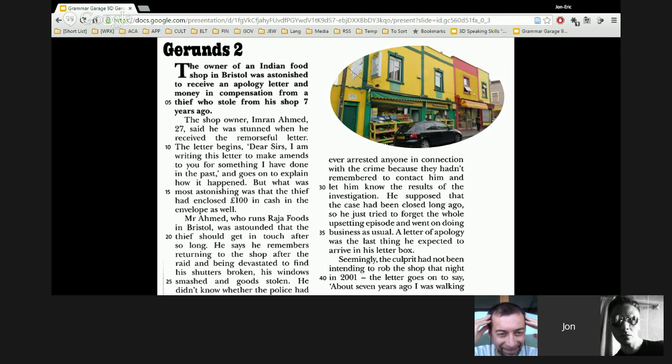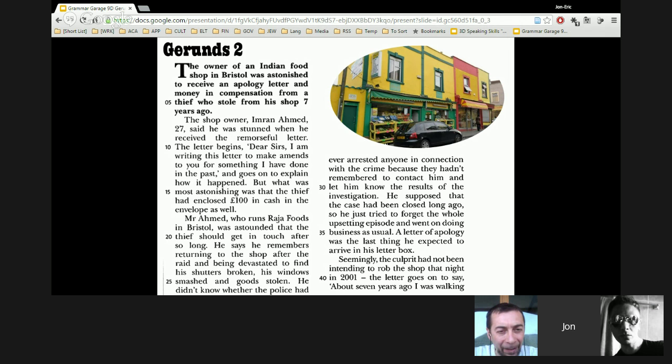Wow. Amazing. Pretty nice. It would be funny if he wrote to the wrong shop, actually. Okay, Mr. Maxwell, why don't you take the next 2 paragraphs, from Mr. Ahmed until seemingly. Go for it.